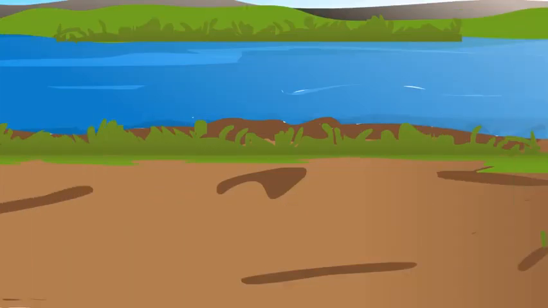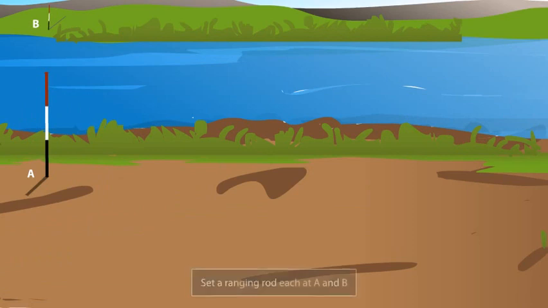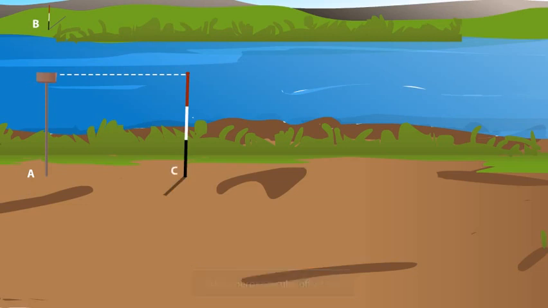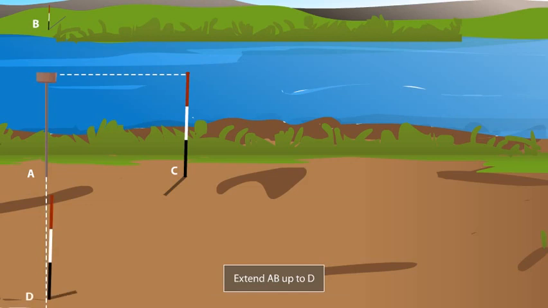Now let's say you have to find the distance between 2 points A and B which are separated by a river. Here, the river is the obstacle to chaining but not to ranging. To find the distance between A and B, set a ranging rod each at A and B. Then, take a perpendicular offset at A to point C with the cross staff. Set a ranging rod at C. Then, with cross staff kept at A, extend AB up to D. Set a ranging rod at D.